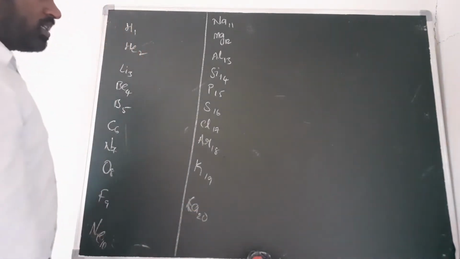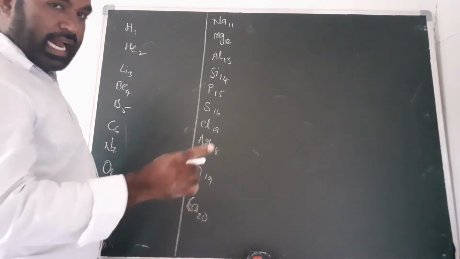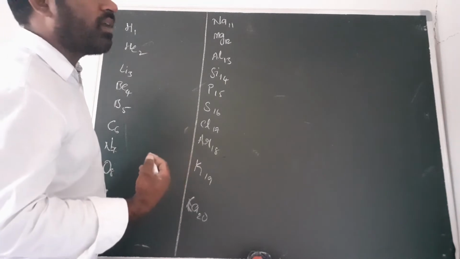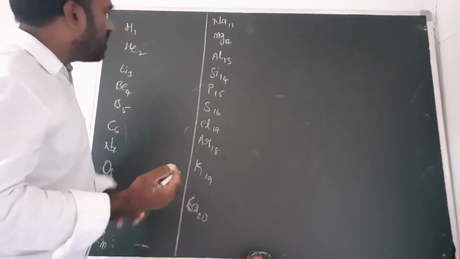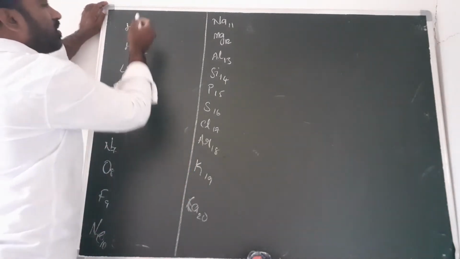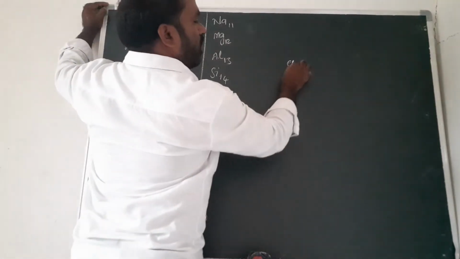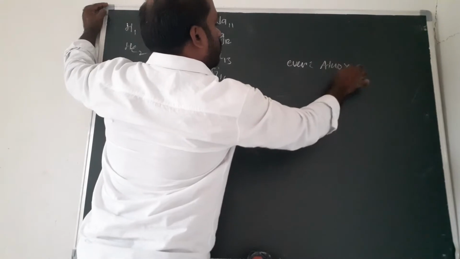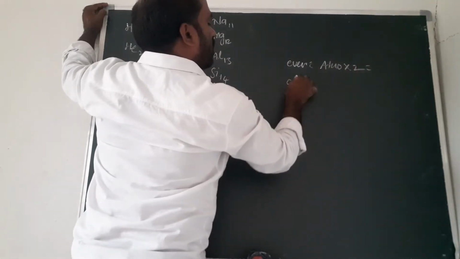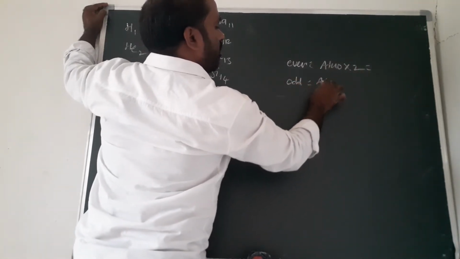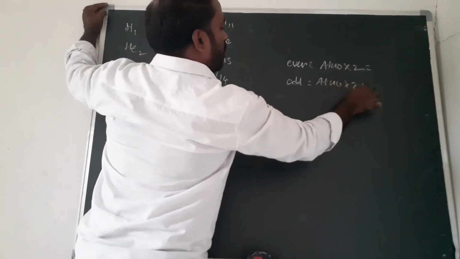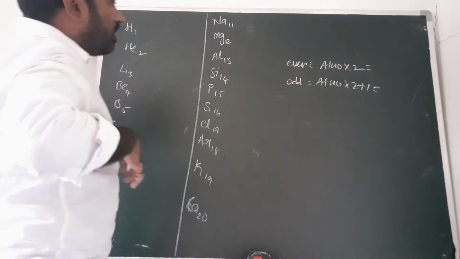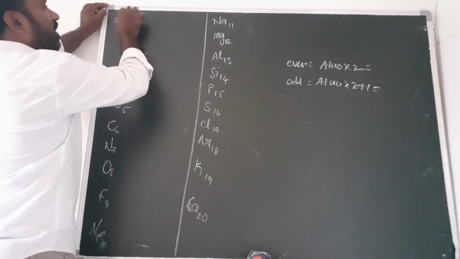Here, what I say is, for odd numbers add one more. For even numbers, no need to add, just multiply the atomic number by 2. For even atomic number, multiply by 2; for odd atomic number, multiply by 2 plus 1. Here there is an exception for hydrogen.